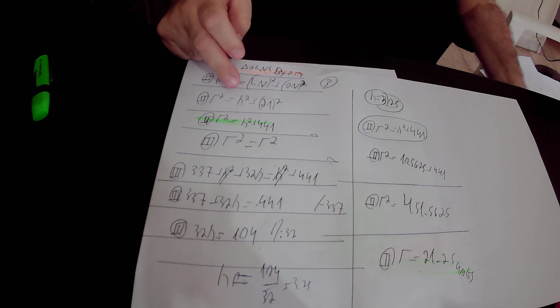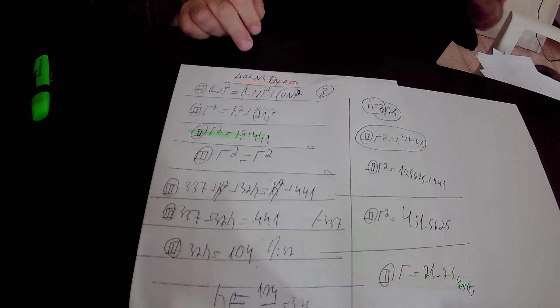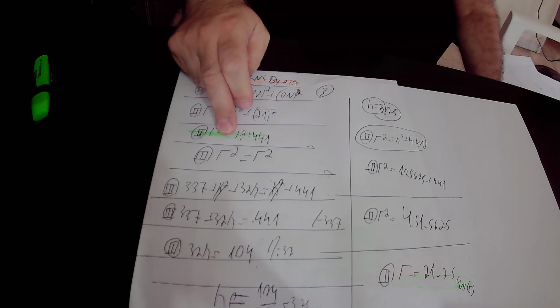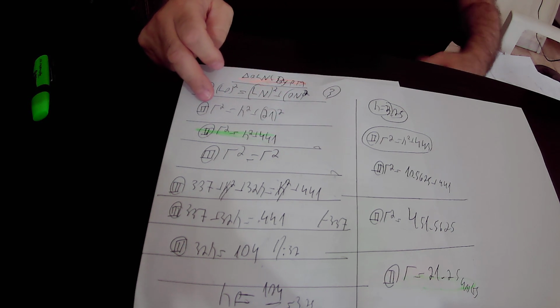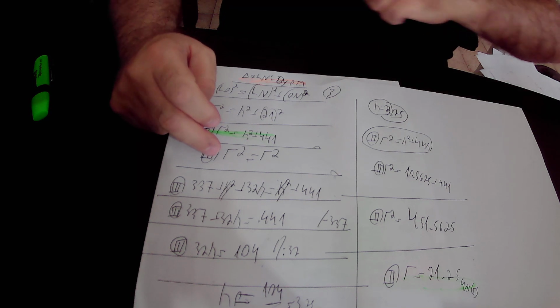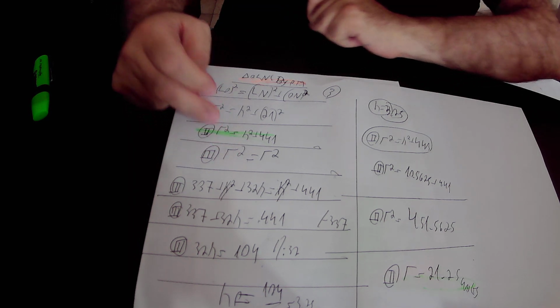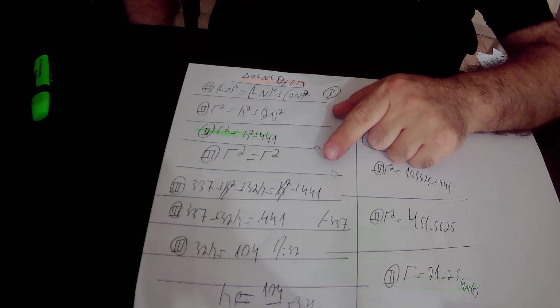H square plus 441. So we have two different expressions for R square, therefore we create equation number 3 that states that R square according to equation number 1 must be equal to R square according to equation number 2. R square according to equation number 1 equals 337 plus H square plus 32H, and it must be equal to R square according to equation number 2, that is H square plus 441.